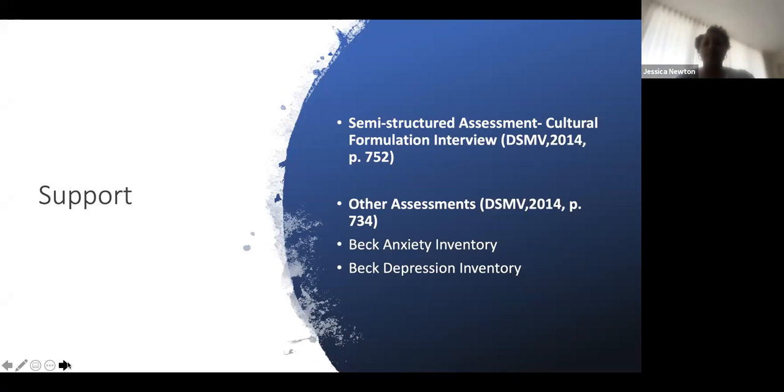And so the DSM-5, in the back of the DSM-5, you'll see on page 752 the cultural formulation interview, which we can conduct to ensure that we are covering all cultural competencies. There are other assessments that are listed in the back of the DSM-5, page 734. There are additional assessments. And then throughout coursework, we have heard of additional inventories such as the Beck Depression Inventory, the Beck Anxiety Inventory.